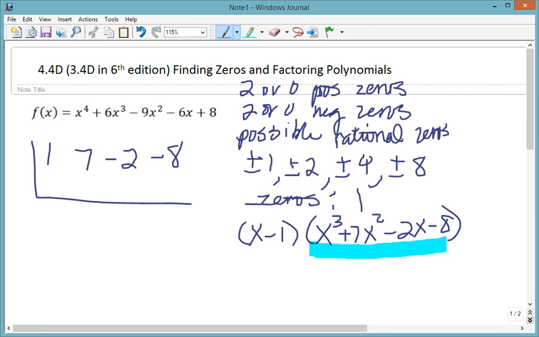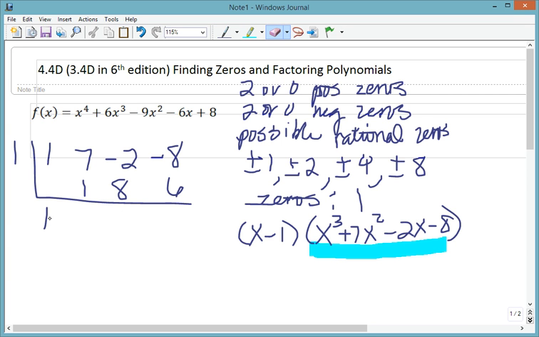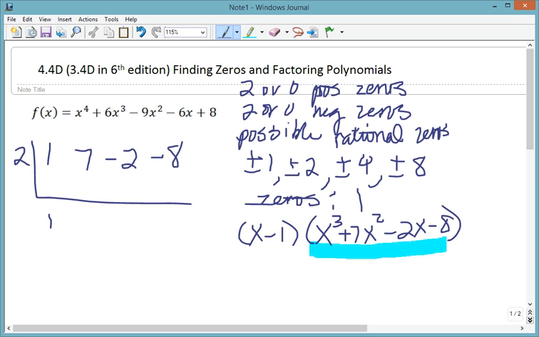Okay, now we should probably try 1 again because there could be 2 of them, right? It could have a multiplicity of 2. So 1 times 1 is 1, that's 8, that's 8, that's 6, and that's 6, and that's negative 2. So 1 does not work. Again, we have 1, it has multiplicity of 1, right? Let's try 2. 2, 9, 18, 16, 32, 24.